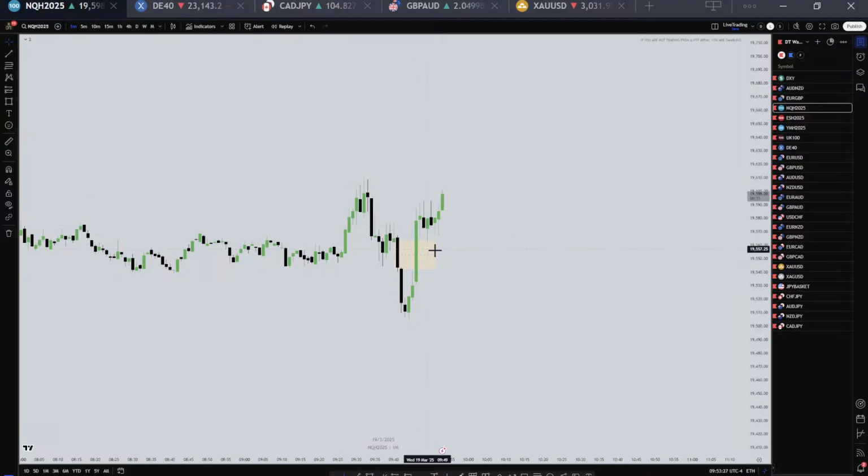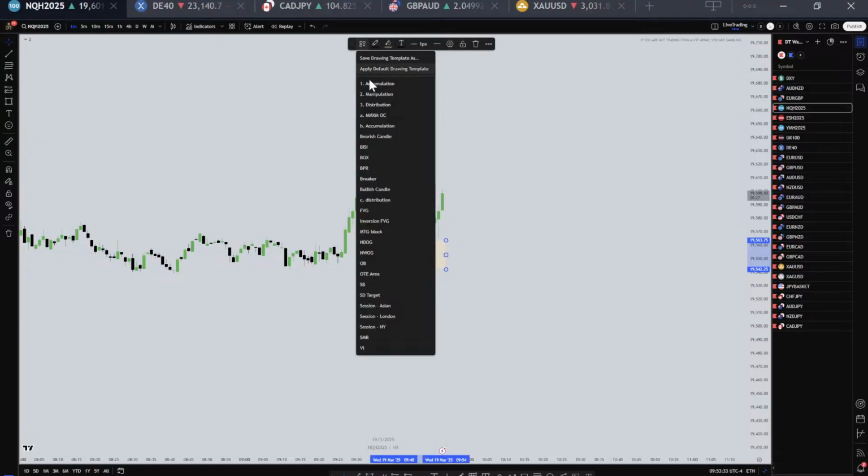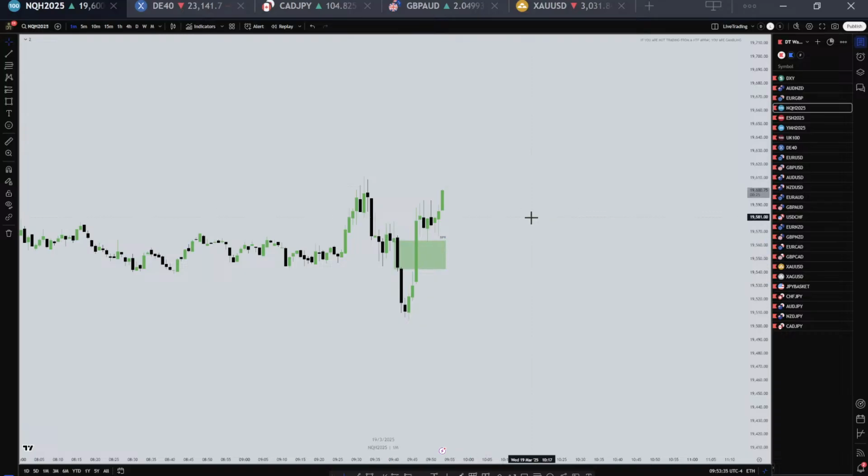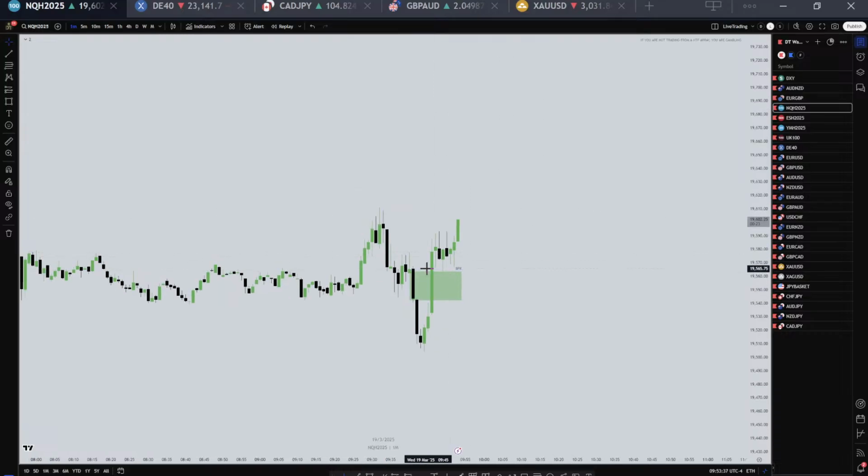For now, it looks like the balanced price range here is respected. Inversion value gap overlapping with a fair value gap. Again, this was a high probability area where price could react from. Let's see if we continue higher with another fair value gap in two minutes from now.